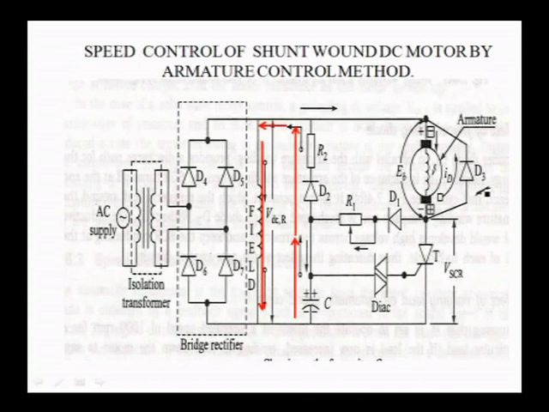So by varying the firing angle using R1, we can vary the voltage across the armature, hence we can vary the speed of a DC motor.